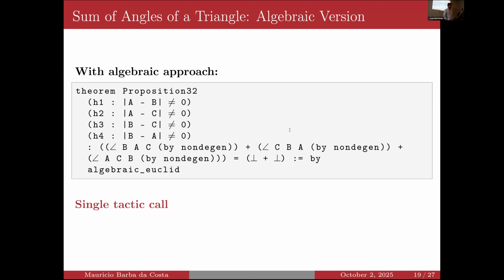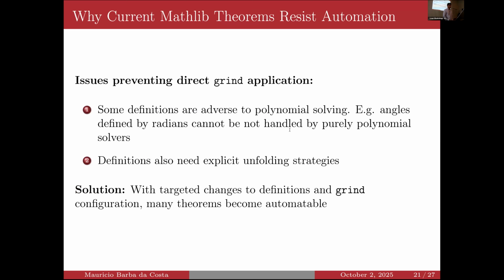Okay. So like I was saying, certain angles or certain definitions in MATLAB are kind of adverse to polynomial solving. For instance, angles are defined with radians. And definitions also need to be explicitly told how they're going to unfold so that you can get this elaborated thing that's entirely polynomial. So I think the way to deal with this is to make some targeted changes to definitions to make the grind polynomial solver module easier to use here.